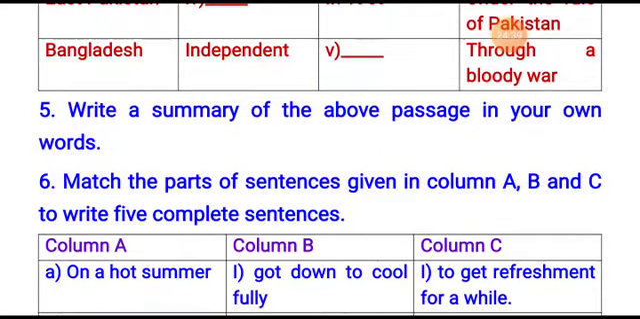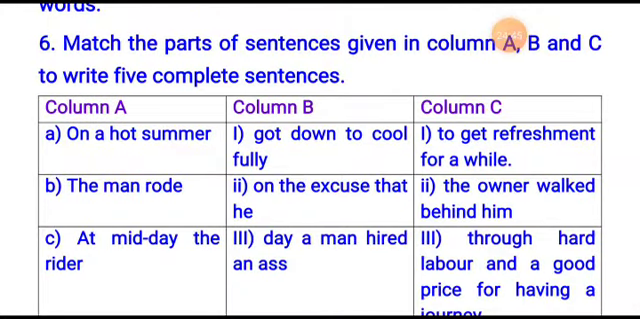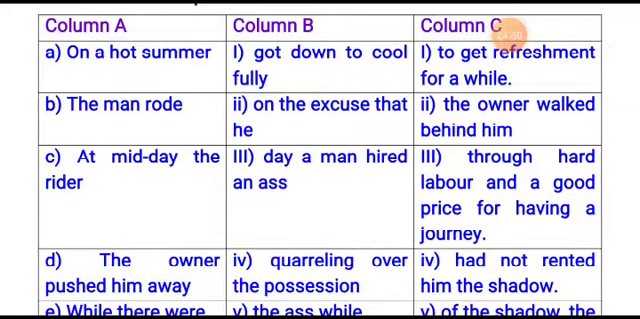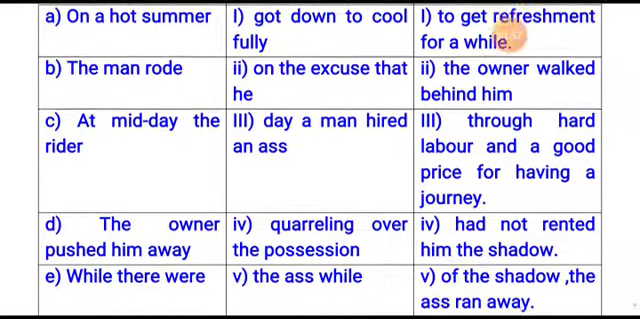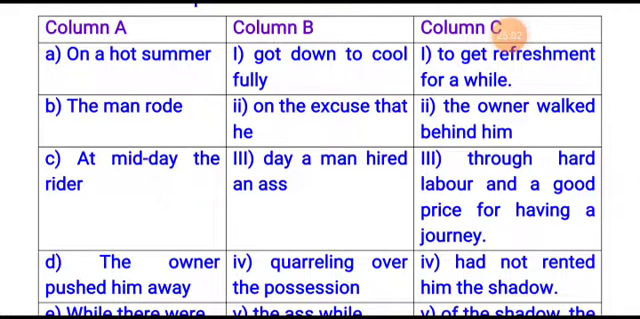Number 5, write a summary of the above passage in your own words. Number 6, match the parts of sentences given in column A, B and C to write 5 complete sentences. Column A: on a hot summer; the man rode; at midday the rider; the owner pushed him away; while there were. Column B has: got down to cool fully.